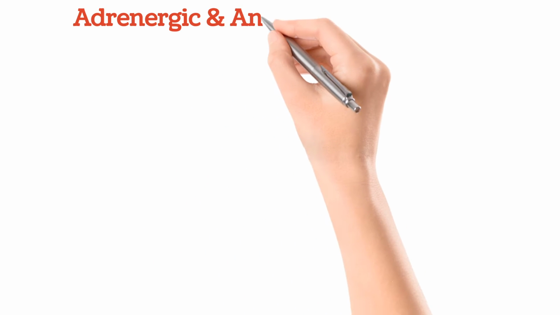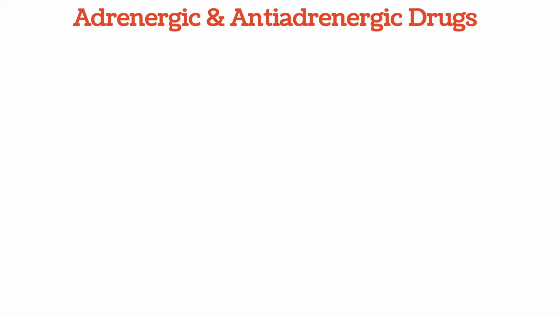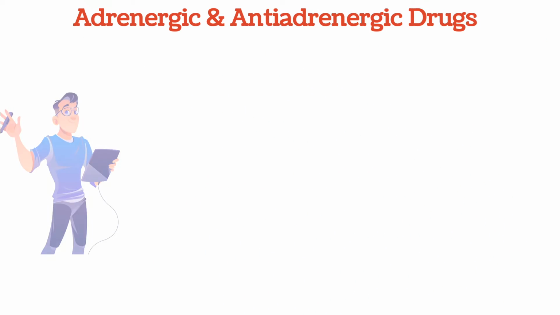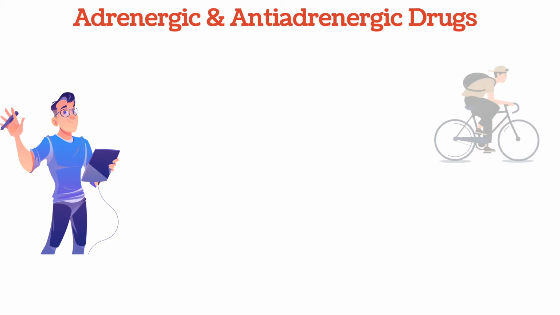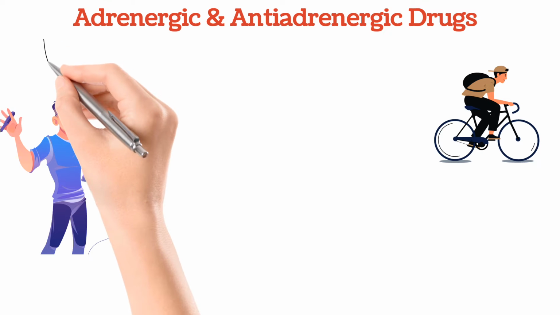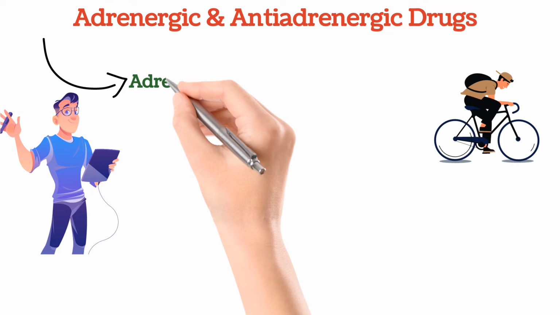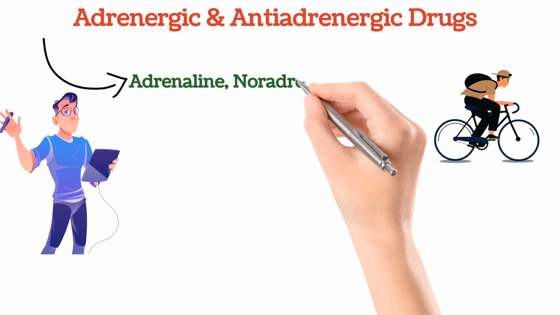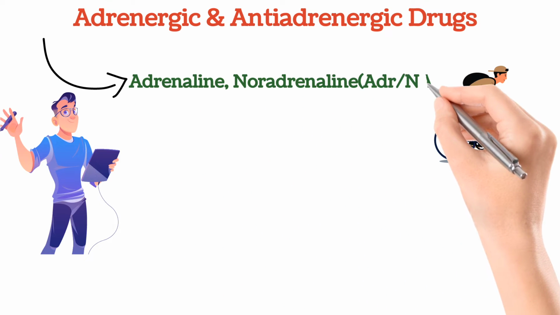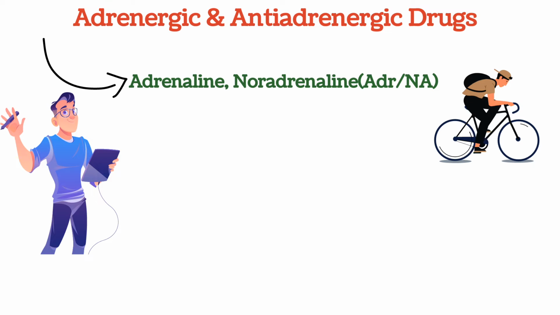Hello friends, in this video we are going to learn about adrenergic and antiadrenergic drugs. As we all know, when our body goes into an excitatory phase, like when we are performing any kind of physical activity, our brain triggers a system or pathway, the adrenergic system, through which it secretes chemicals like adrenaline and noradrenaline, represented as ADR and NA.